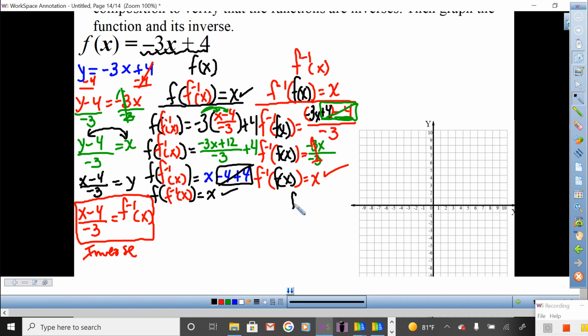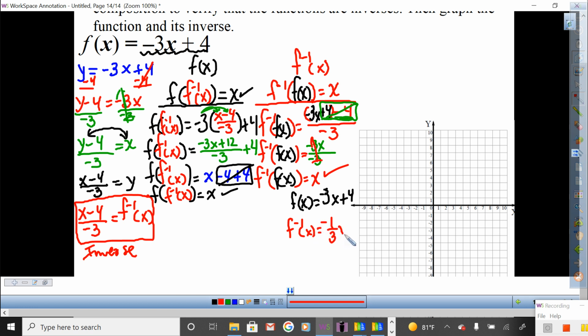I'm going to write f of x equals negative 3x plus 4. And for my inverse, I'm going to write f inverse of x in red equals negative 1 over 3x plus 1 1/3. Now, where did I get this from? From here. I just brought the fraction to the front so it can be our slope. 1 over negative 3 is the same as negative 1/3 x, and negative 4 divided by negative 3 is 1 1/3. All right, let's graph that.